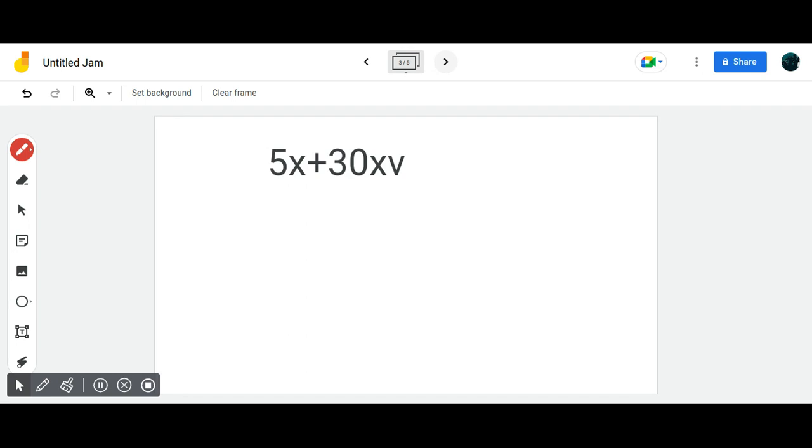In the event where we have 5x plus 30xv, right, we identify that x is common to both the terms, but it's just that 30xv is actually different from 5x, right? But we can identify that x is common to both terms, right? And also 5 can go into 5 as well as 5 can go into 30. So our highest common factor right here that we can use to factorize this expression is 5x, because x is common to both.